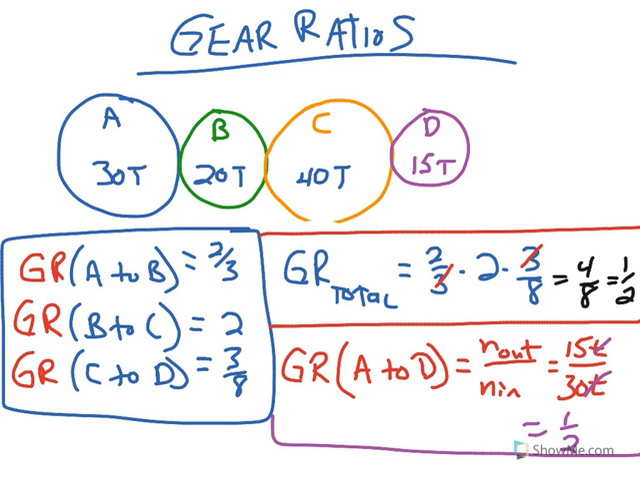So this is supposed to illustrate the point that the gear ratio can be found. You can do it from each gear in succession, or you can just do it from the first to the last. But this only applies to just a simple gear train. It does not apply to a compound. Compound meaning 2 gears on the same axle.